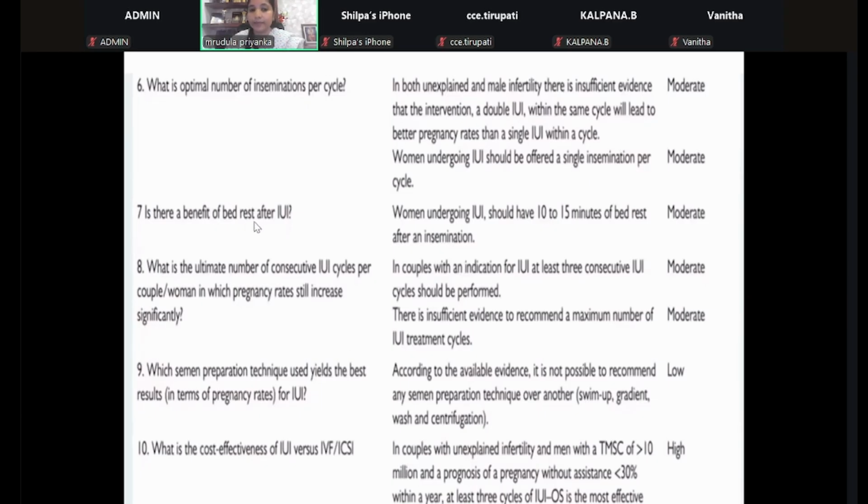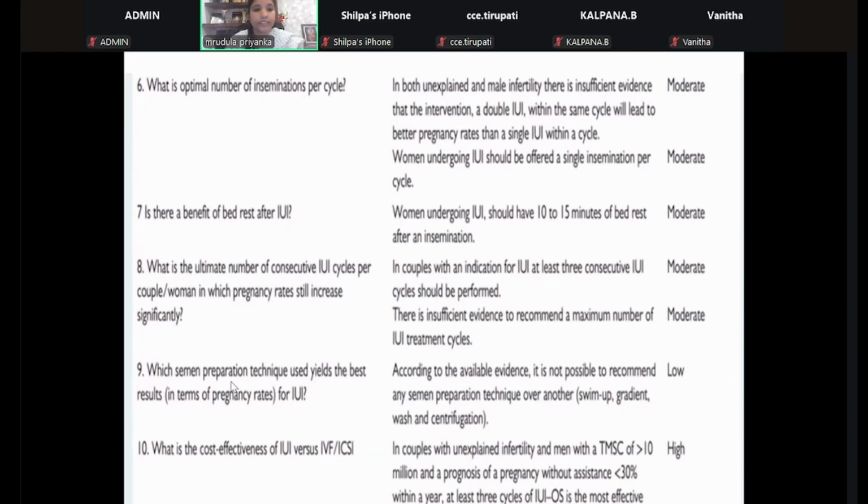So is there any benefit of bed rest after IUI? Women undergoing IUI should have 10 to 15 minutes of bed rest after insemination. This has moderate evidence. So what is the ultimate number of consecutive IUI cycles per couple or woman in which pregnancy rates still increase significantly? In couples with an indication for IUI, at least 3 consecutive IUI cycles should be performed.